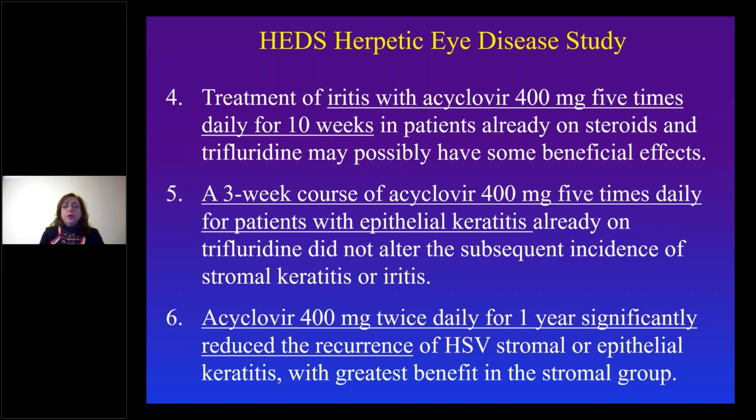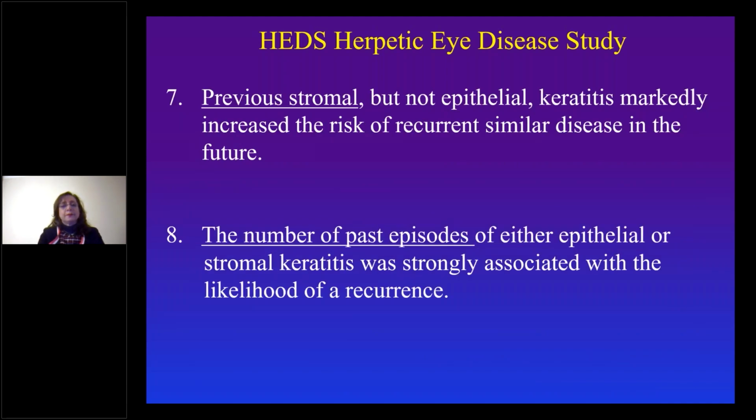Acyclovir 400 twice a day for 1 year significantly reduces the recurrence of both the stromal and epithelial disease, but it has greater benefit with stromal disease. Previous stromal disease, but no epithelial disease, increases the risk of recurrence of more stromal disease. The number of previous episodes is very important for both epithelial and stromal keratitis, but more with stromal keratitis, and they are associated with the likelihood of recurrence. So the number of attacks means they are more likely to have more attacks.